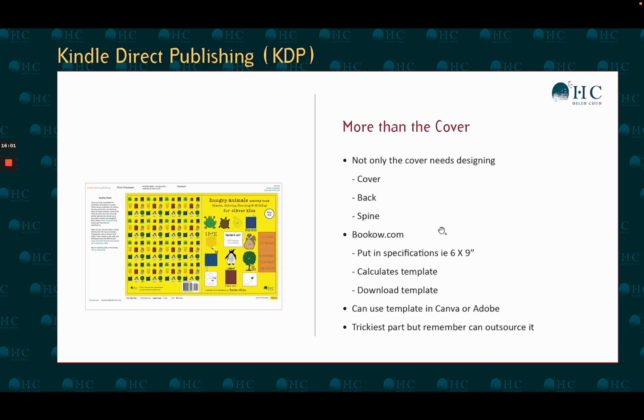Book Owl is a brilliant tool to be able to actually churn out templates. All you do is you specify the size of the book you want. It calculates the template, and all you do is download the template, and you can use this template in Canva or Adobe. This is the trickiest part in terms of the templates, but remember, you can outsource it, and there's plenty of support out there.